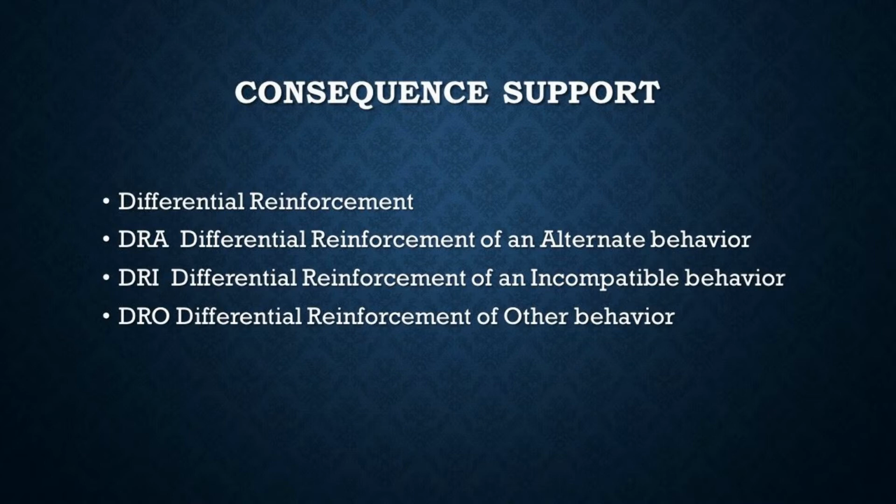Consequence support usually involves reinforcement of the appropriate behavior. There are all kinds of reinforcement schedules and procedures, but initially you'll want to provide heavy, consistent reinforcement. You might also consider differential reinforcement, where you look at differentially reinforcing the alternate or incompatible behavior or even an other behavior. Remember, the reinforcement must be contingent. In other words, the child needs to know what he's doing to get the reinforcement. He needs to make that connection.